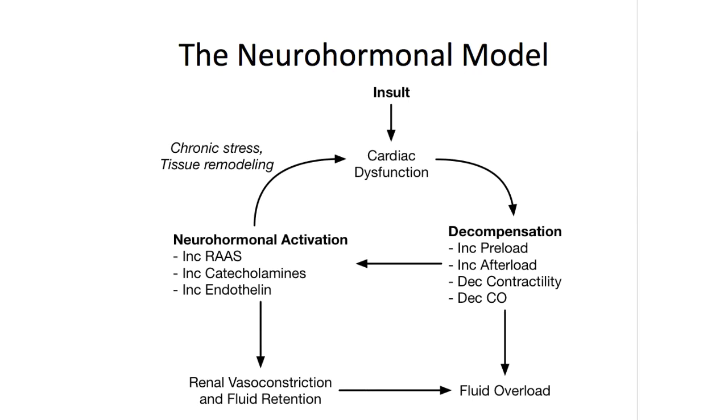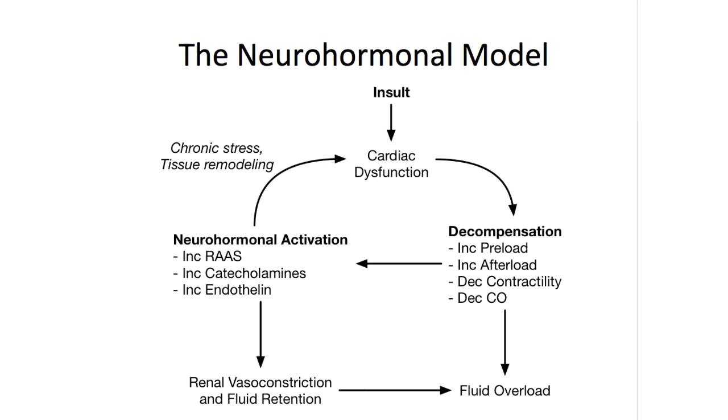Hopefully you can recall our discussion on the neurohormonal model. Remember that any insult can result in cardiac dysfunction, which produces decompensation. Decompensation presents as increased preload, increased afterload, decreased contractility, and ultimately decreased cardiac output. This may, in and of itself, trigger fluid overload, which is where you may see volume overload hypertrophy.